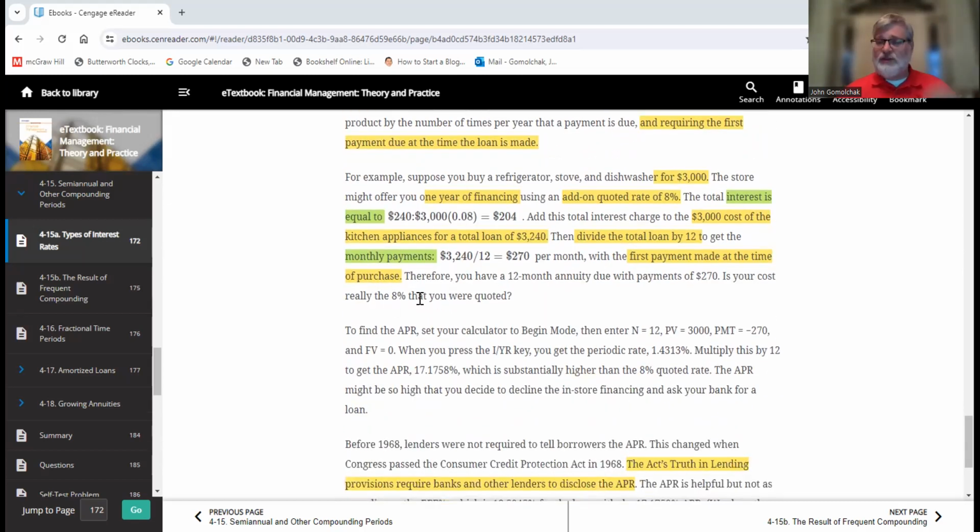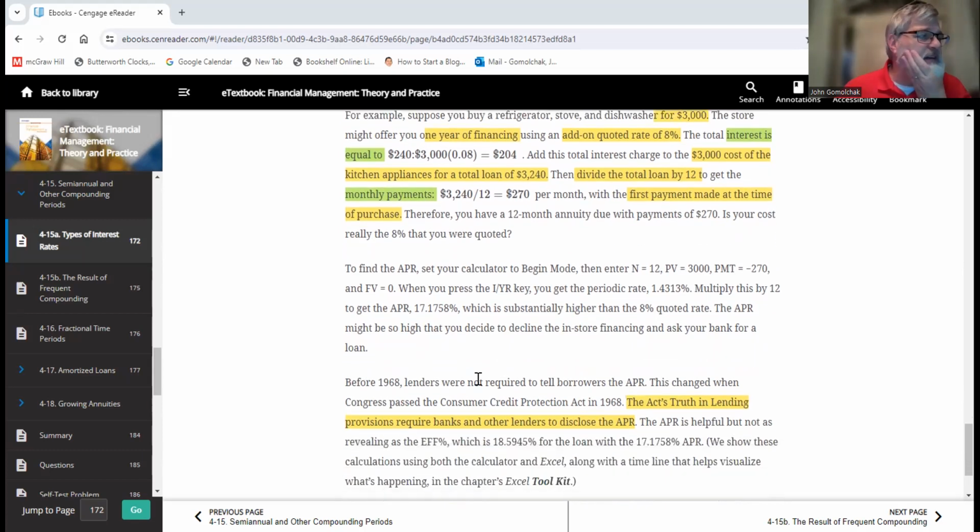So therefore, are you actually paying 8% on this loan? To find the APR, set your calculator. And one of the reasons that this has become an important thing is because the truth in lending laws are requiring lenders to actually put out there what the APR is, the annual percentage rate. Because now it requires us to go through this calculation as to what your actual internal rate of return, if you will, on that loan is.